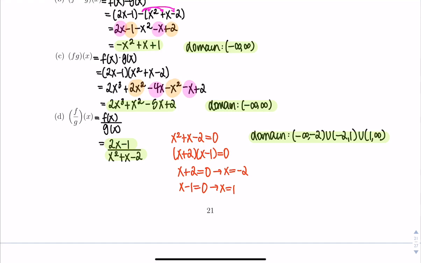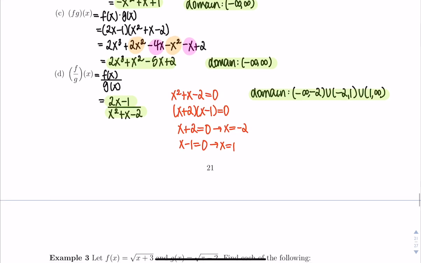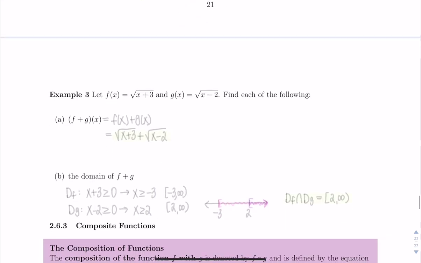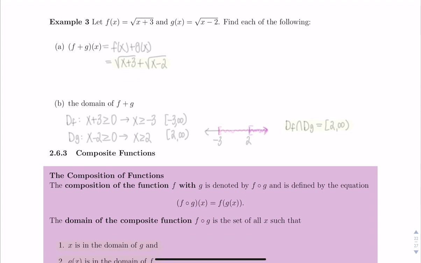Let's go ahead and try example number 3. So let f(x) be the square root of x plus 3 and g(x) be the square root of x minus 2. We want to find the following.